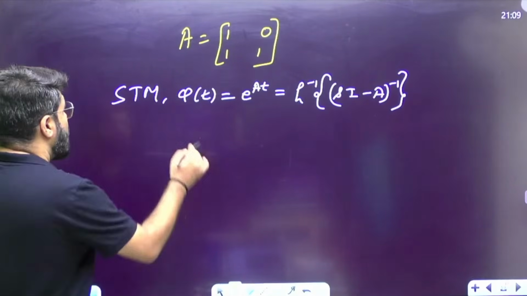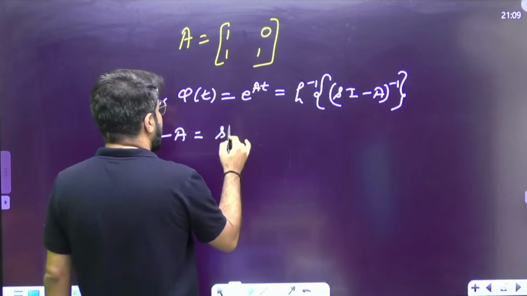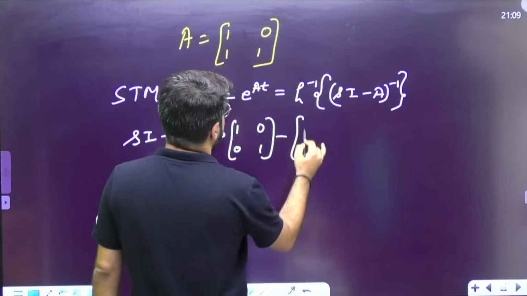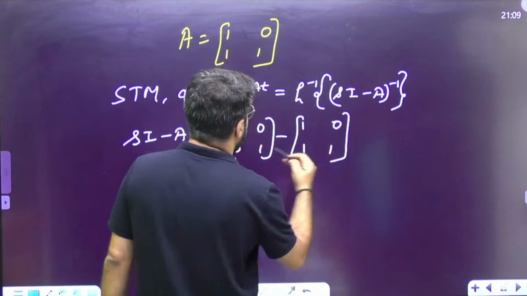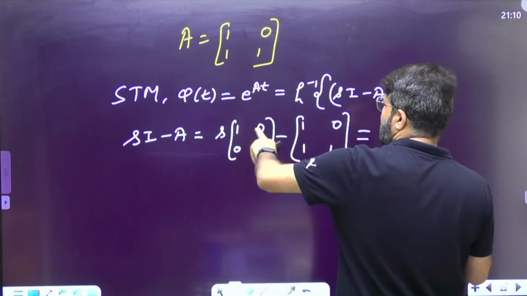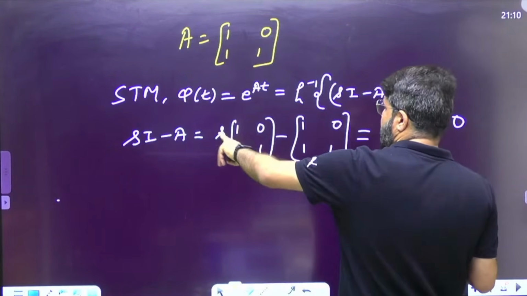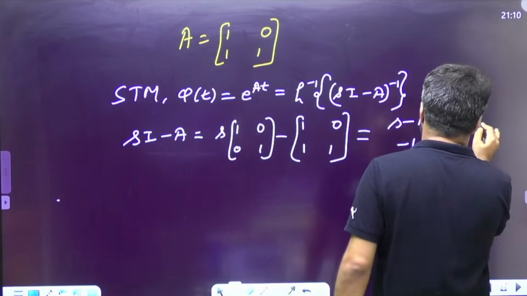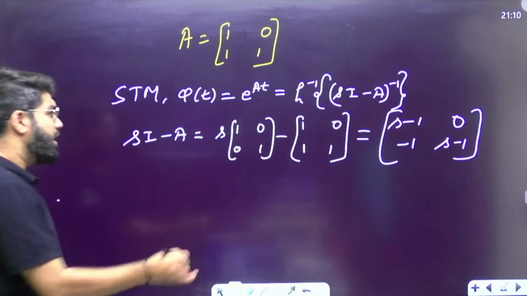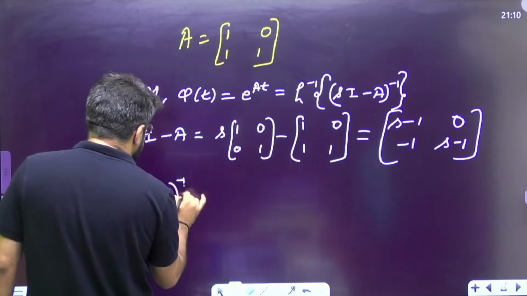Now, for that we will first form the matrix sI minus A. sI, the identity matrix [1 0; 0 1] times s, minus the A matrix [1 0; 1 1]. When you subtract, this is s minus 1, 0 minus 0, then 0 minus 1, and the last term s minus 1 again. This is sI minus A. Then I need to take the inverse of this matrix first. What is (sI minus A) whole inverse?